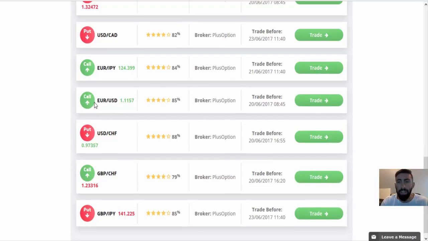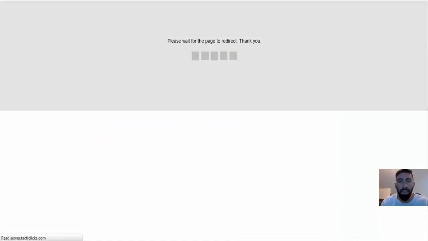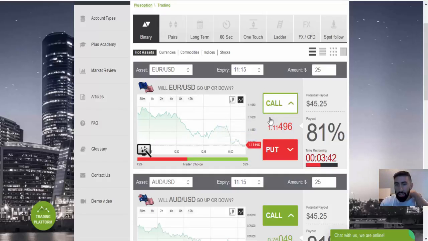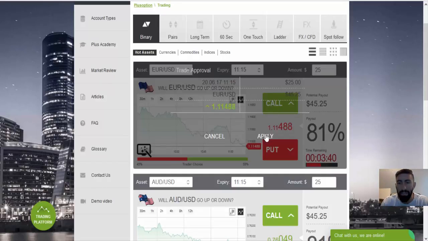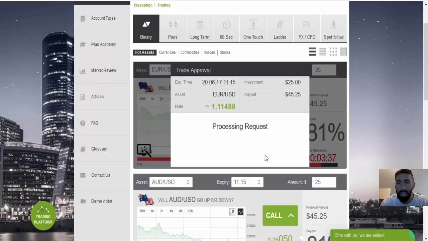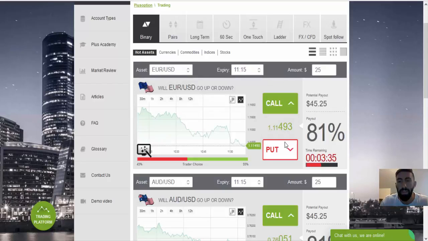We have another trade available for us, which is the Euro USD for a call, so let's click that trade button. So this is for a call trade. This will be expiring at 11:15 GMT, so let's confirm it and apply. Perfect. All right, let's see if we have a few more.